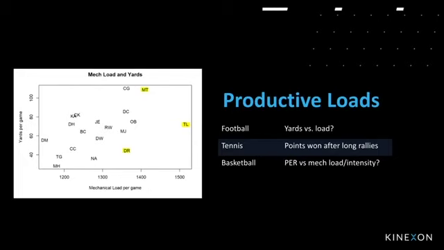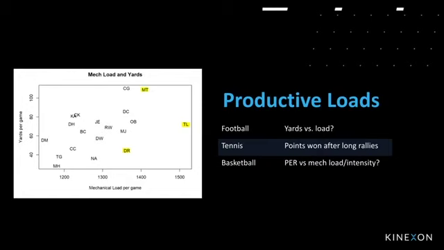In basketball, we're looking at PER. In the NBA, they use a player efficiency rating. That player efficiency rating is based on shooting percentages, rebounds, a lot of different metrics in there. So in that case, what we're looking for is how efficient they are with their mechanical load and their intensity. Over time, does the load start catching up to them and their PER drop?